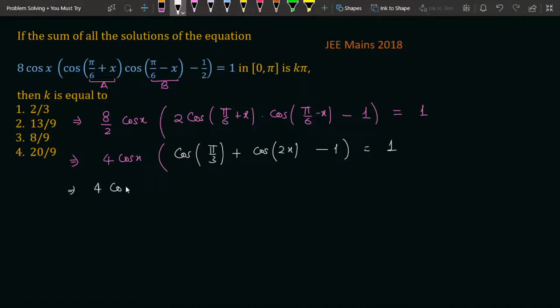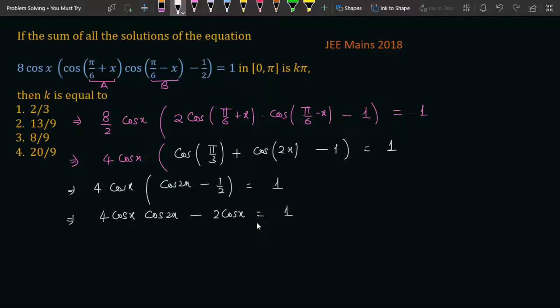Now we know that the value of cosine pi by 3 is 1/2, so 1/2 minus 1 will give us negative half. So I can rearrange and write it like this: cosine 2x minus 1/2, and on the right hand side there is 1. Now let's multiply this 4 cosine x to both of these terms. So this will become 4 cosine x cosine 2x, and this half will multiply with 4 cosine x to give us 2 cosine x. On the right hand side it is still 1.